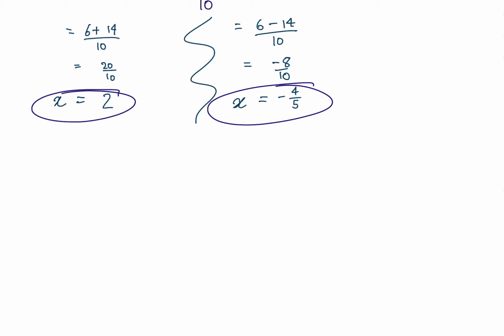So the equation 8 plus 6x is equal to 5x squared can also be written as x minus 2 times x plus 4 over 5, which gives us 0.